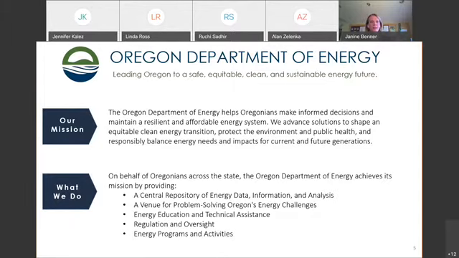Now, the Biennial Energy Report is a key product that the agency uses to help Oregonians make informed decisions about energy. And it's also emblematic of several of the bullets you see under what we do. It's a central place for Oregon's energy data, information and analysis, and can be used for energy education, technical assistance, and helping to find solutions to Oregon's energy challenges. Next slide, please.